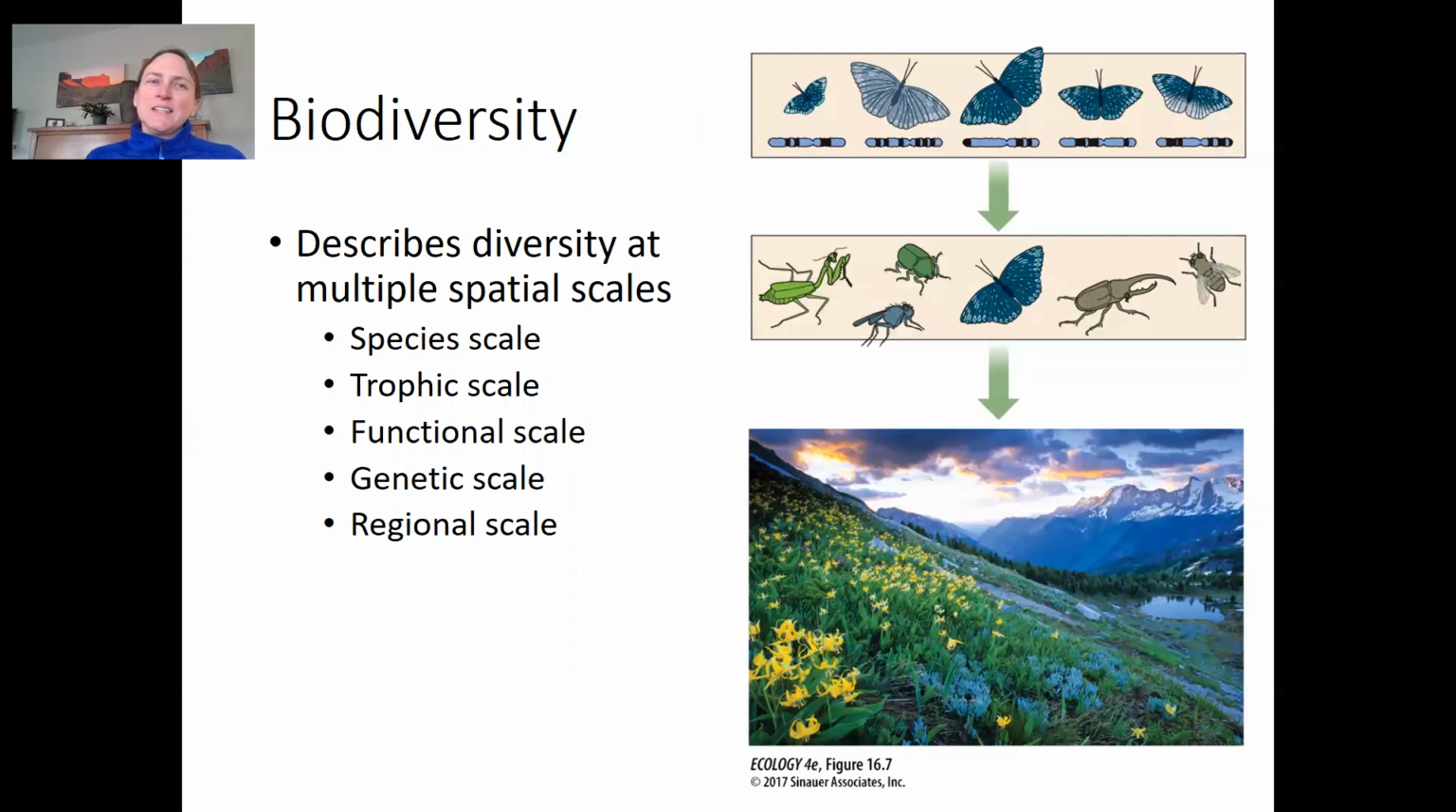Okay, so diversity and biodiversity can be described at all these different scales. I've been mainly talking about species level diversity, but there's trophic diversity, functional diversity, genetic diversity, and kind of regional scale diversity as well. And so biodiversity studies can go from the tiniest thing like the gene all the way up to the landscape.